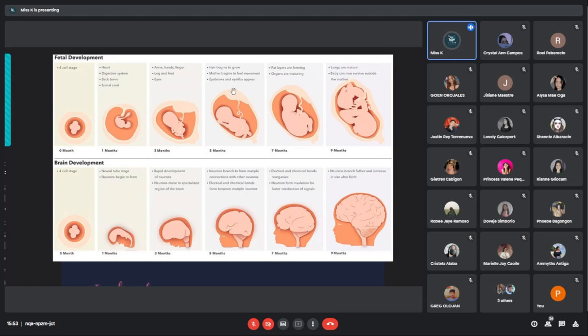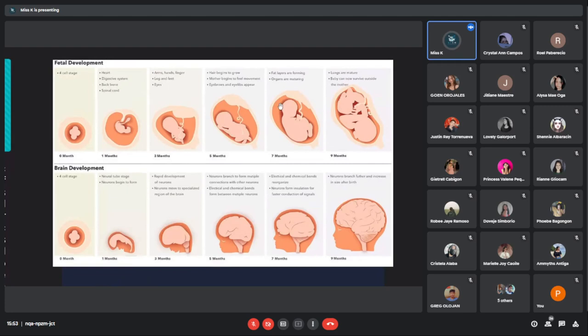After 5 months, the mother's belly is already a bit big. The baby has hair. And then, mothers begin to feel movement. The baby starts to move. And then, the eyebrows and also eyelids will also start to appear. So, at 7 months, fat layers are forming, meaning there are fat layers on the stomach, arms, and limbs, because organs are also maturing. So, the fat layers protect our body against external contact affecting our organs.